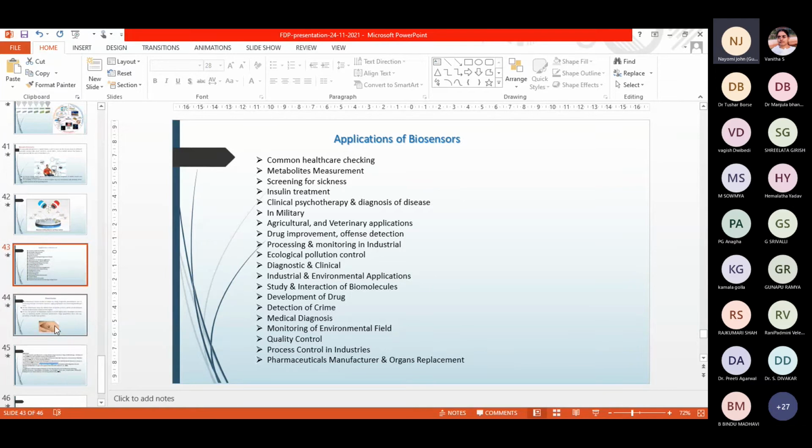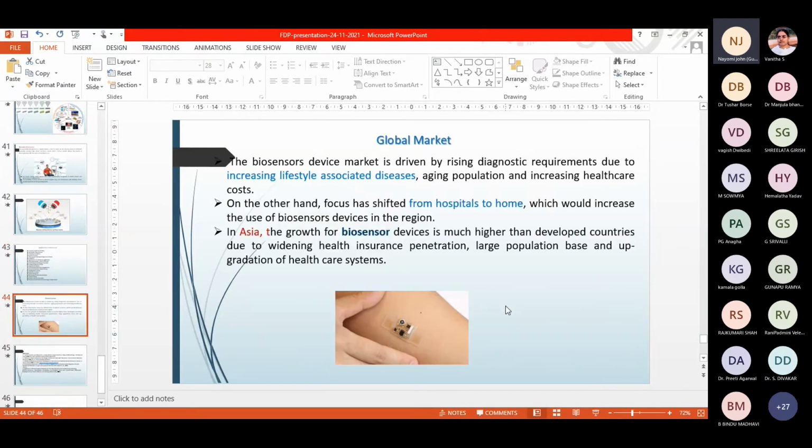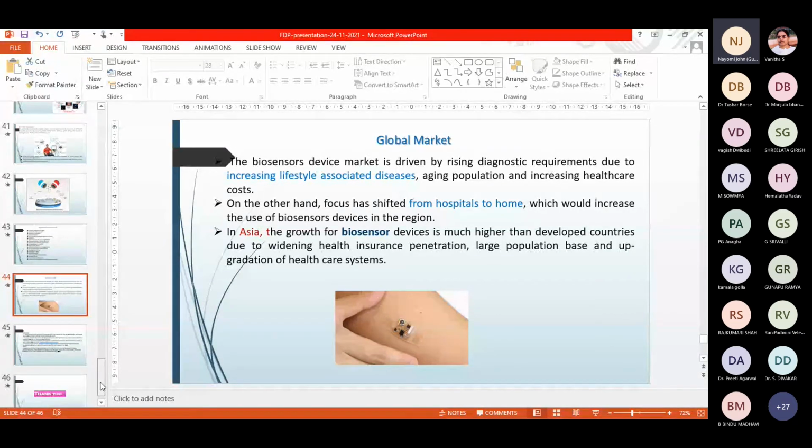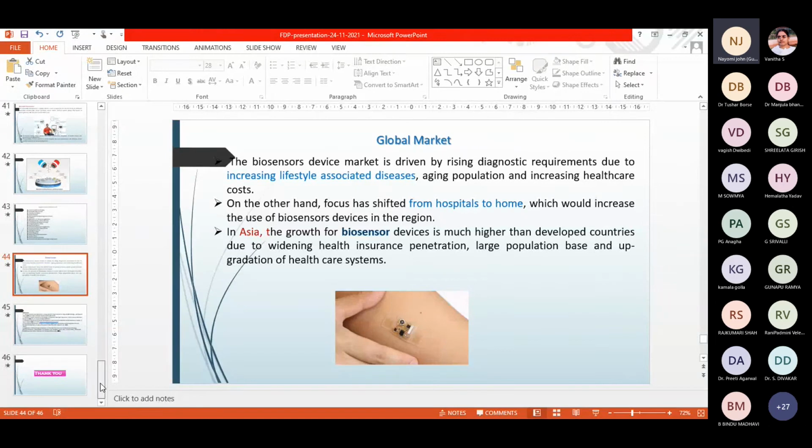It is increasing day by day. In Asia, the growth of biosensors is much more than in developed countries due to widening health insurance and large population. And why is it necessary? Because people are preferring to move from the hospital to home, as this regular monitoring makes adoption very easy compared to going and standing in hospitals. So they can regularly monitor at their own place with ease and comfort.